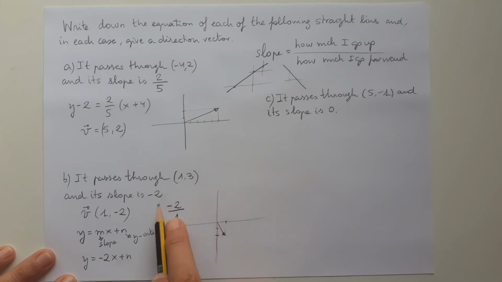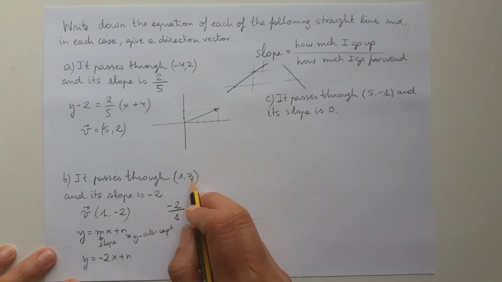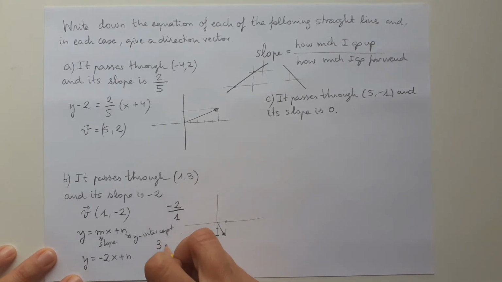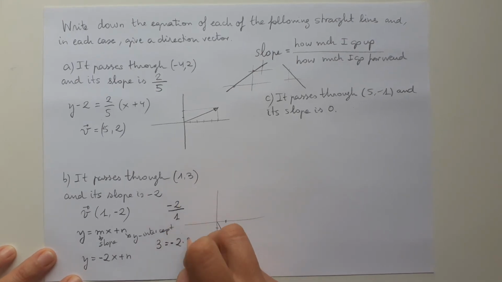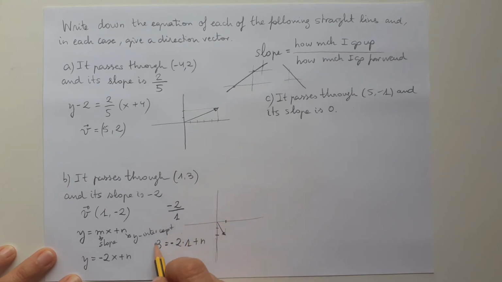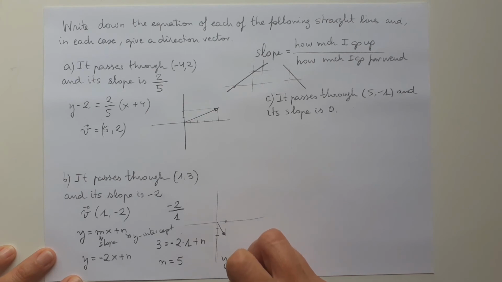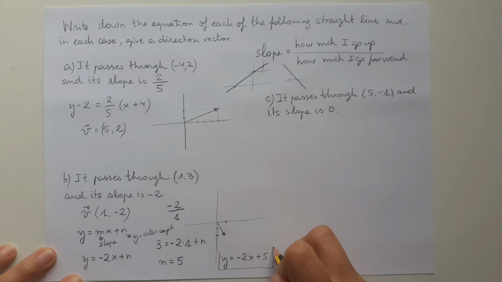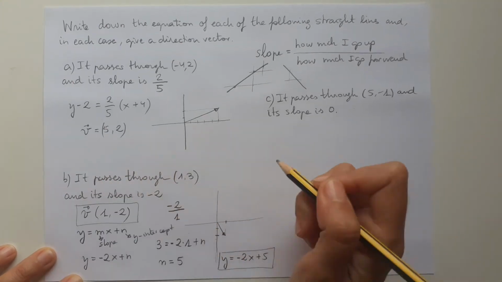So the coordinates of this point must satisfy this equation. Let's place these coordinates in the equation and we would obtain y coordinate 3 equals -2 times x coordinate, that is 1, plus n. This way we have a first degree equation and we can calculate the value for n, which is the y-intercept. So n would be, this is -2, that goes to the other side adding, n equals 5. So the equation of the line, in this case, would be this, and the direction vector.